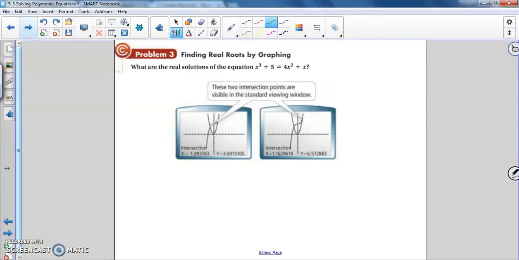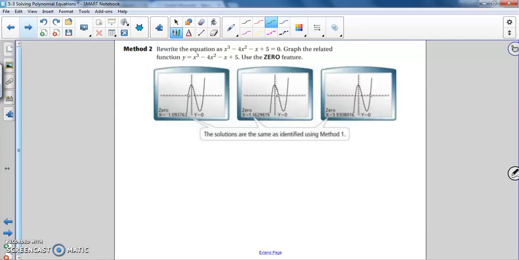You can also find the real roots by graphing. So if you have a polynomial equation, you can make the two sides of the equal sign y1 and y2. So you would enter them in your calculator under y1 and y2, and you can find the intersection of those two graphs to find your solutions, or you can make it equal to 0 and use the 0 function under second trace, and you could use the 0 function instead of the intersection to find your solutions as well.